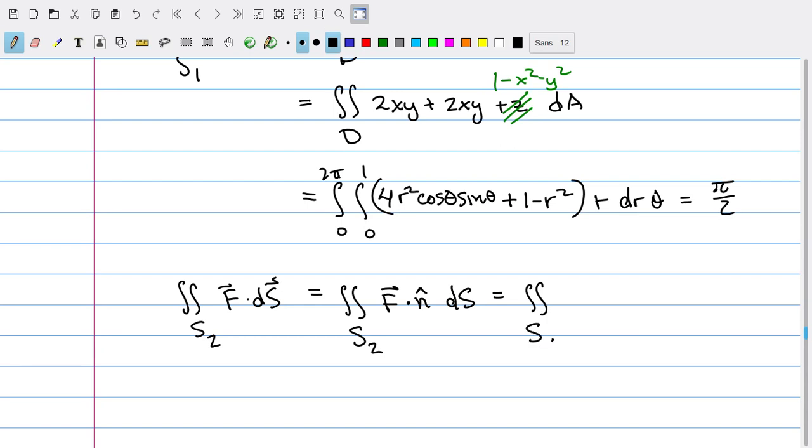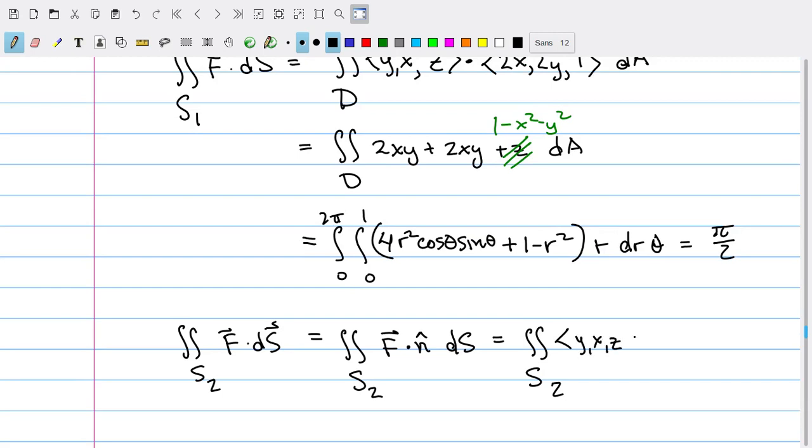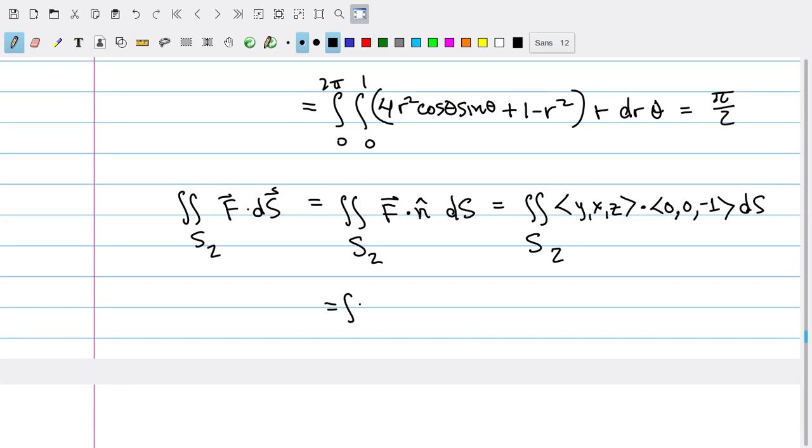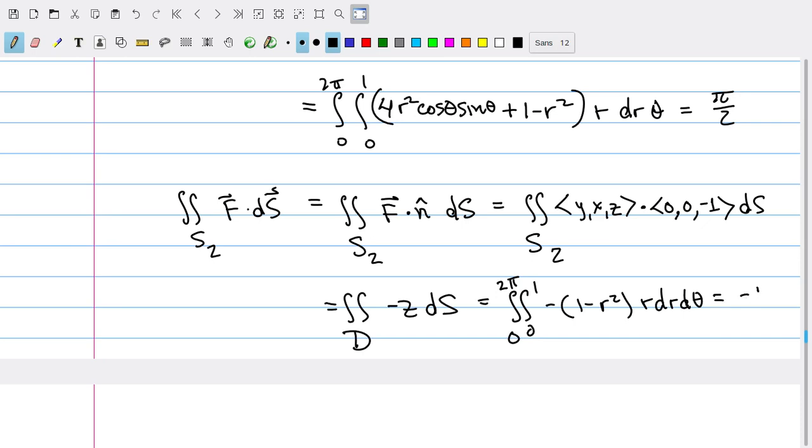And this is just the integral over S2 of my f vector field, which was y, x, z. I'm dotting that with the local normal unit vector, which is going to be pointing in the z direction but pointing straight downwards, so 0, 0, minus 1 dS. So this is just the integral over that closed disk in the xy plane of minus z dS. And I'm remembering here that z is going to be 1 minus r squared. So this is the integral from 0 to 2 pi, integral from 0 to 1 of minus 1 minus r squared times r dr d theta. And this is, when I calculated everything out, minus pi over 2.